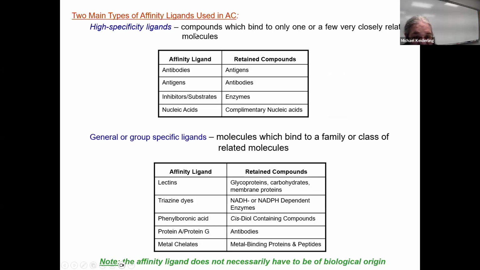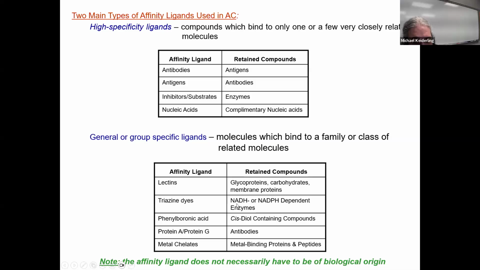You can have very high specificity ligands, which bind to only one of a very few closely related molecules, like antibodies, which bind to antigens, and antigens which bind to specific antibodies. You can have inhibitors or substrates, which retain enzymes, or nucleic acids, which bind to complementary nucleic acids. Or you can have more general or group-specific ligands, like lectins, which bind to glycoproteins, carbohydrates, and membrane proteins.